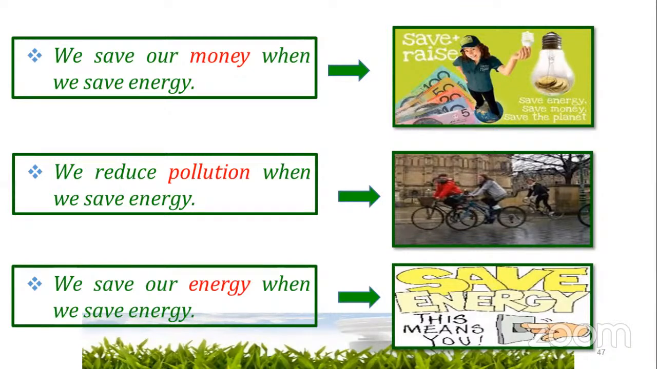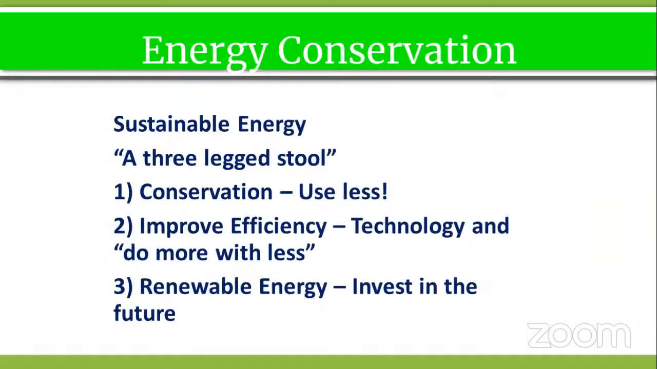We save our energy when we save our energy. That means our own energy is being saved, and automatically the energy for the entire world is going to be saved. That is the thought process. Energy conservation is called a three-leg stool: conservation, use less, and improve the technology to do more with less. That means IoT or connected devices, which were a dumb node, are going to work intelligently with such technology.